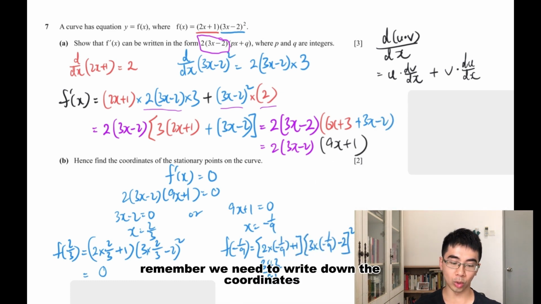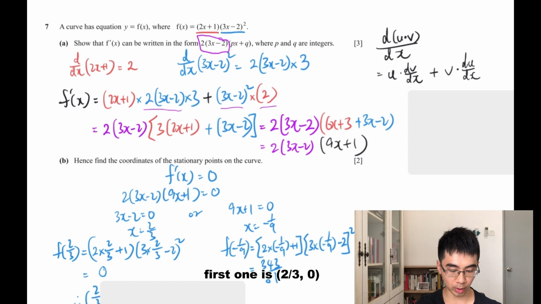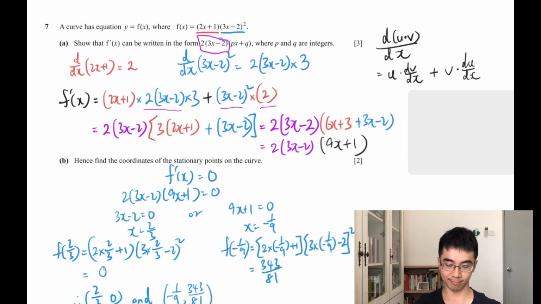But remember, we need to write down the coordinates. So there are just 2 stationary points, which are, the first one is when x is 2 over 3, the y should be 0. And the other one will be when x is negative 1 over 9, and then the y should be 343 divided by 81. And this is for part B.